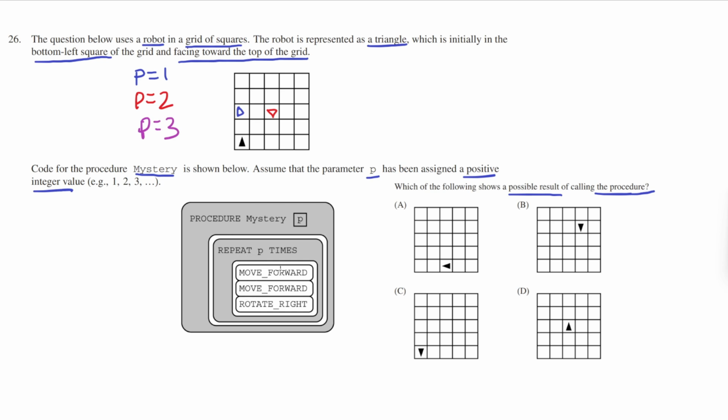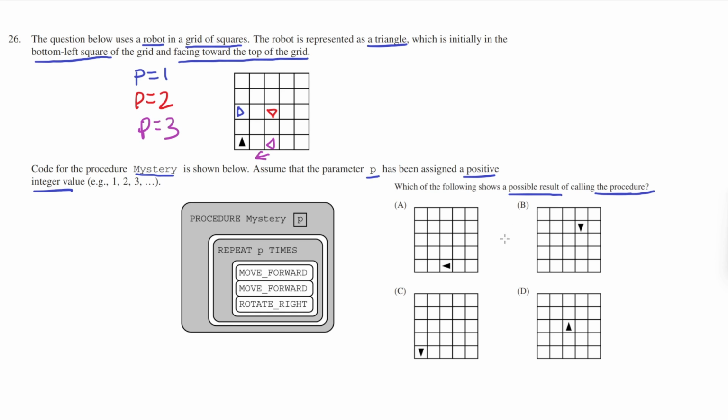So the procedure says move forward. Okay, we were facing down, so we'll just move forward 1 block. Then it says move forward again. So we'll move forward once more. And then it says rotate right. And rotate right in this case just means rotate clockwise. So we're just going to rotate to the right. So now we are facing towards the left. And we're in this square here on the bottom row.